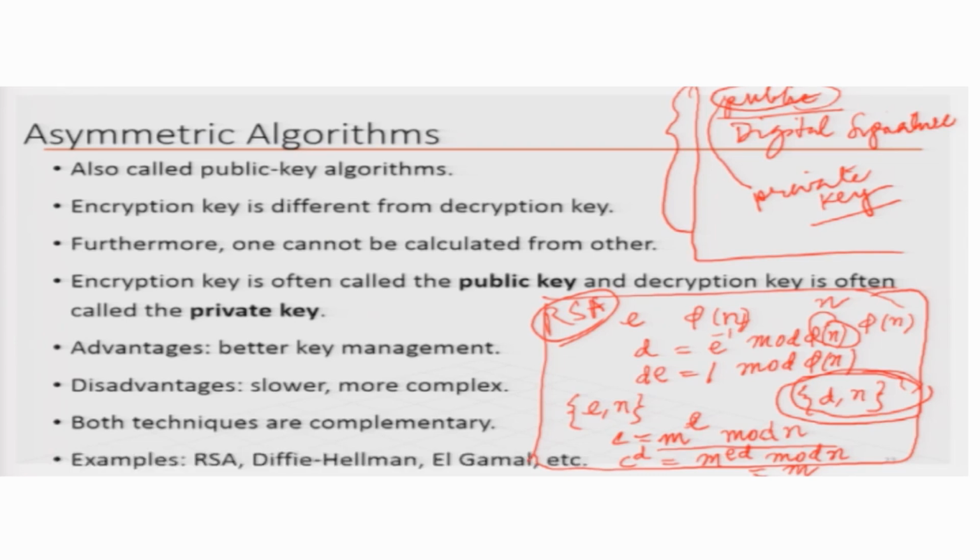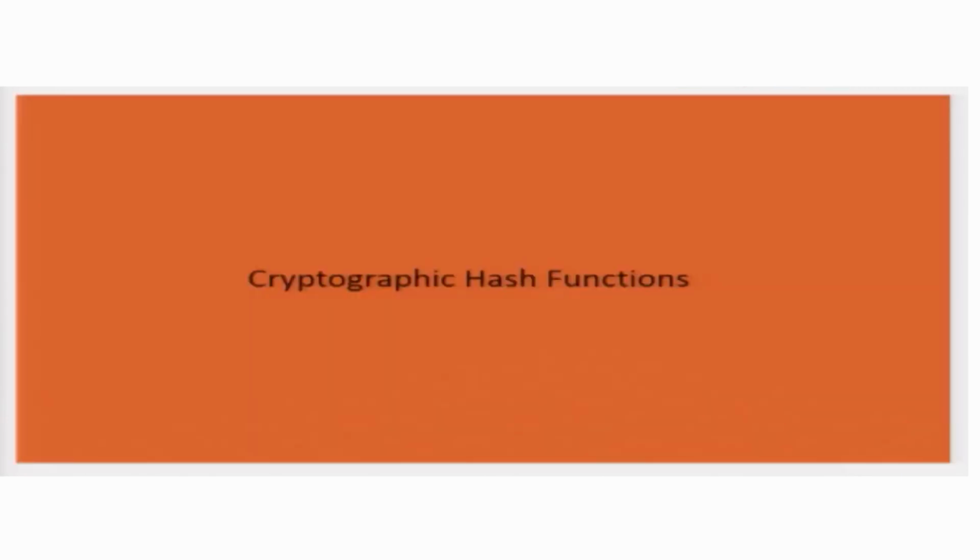So, examples, as I said, are RSA, Diffie-Hellman, ElGamal, etc. So, now we go into the idea of cryptographic hash functions. So far, we were only talking about encryption and decryption, and encryption and decryption are used for confidentiality, for authenticity, etc. For integrity, some of the times we have to use a different technique, and we will see how hash functions are used.